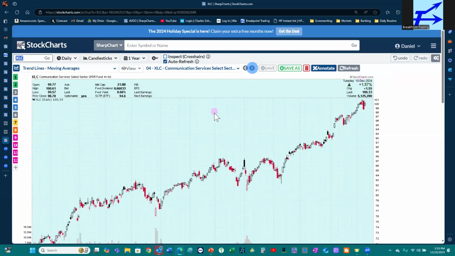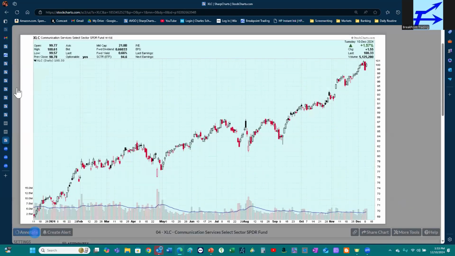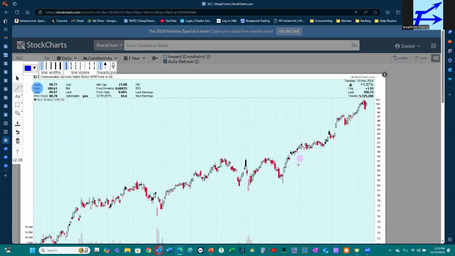Let's look at communication services. You can see this one has really had a nice run higher. This is where Google is. Now, if we draw a trend line like this, we're in stock charts, I'm going to do a Control D. It allows me to duplicate that line exactly the same width, and I'm just going to move it up. And now we have a channel.